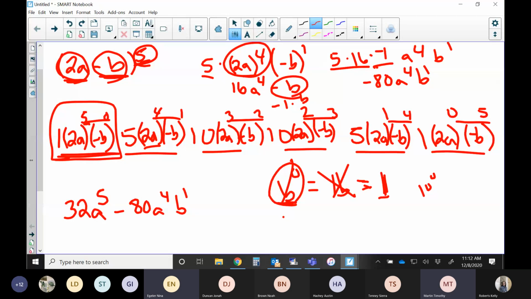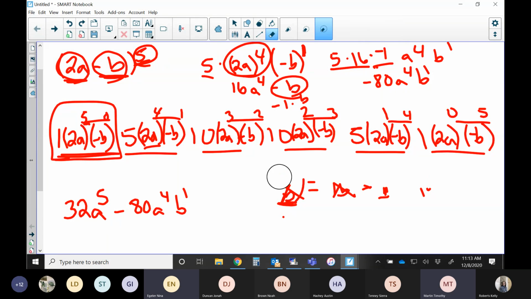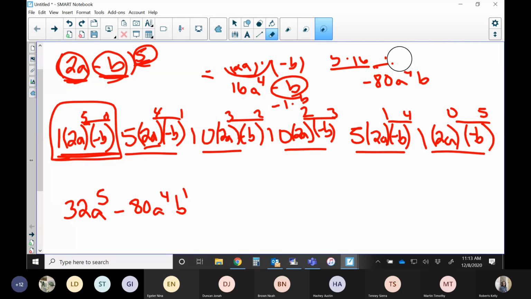Okay, so there's no b because it's gone. Do you see how this is b to the 1st power? That's not 0, so there is still a b there. Good question. Does it make sense now? Yeah, I get it now.